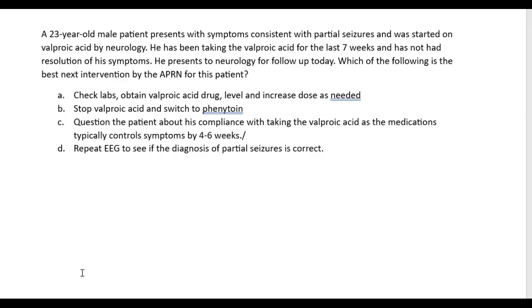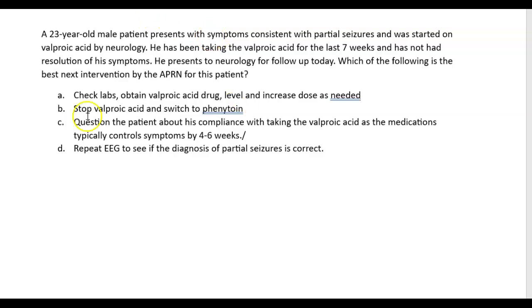Okay, per your reading, you would know the answer is A, that you should check labs to make sure their creatinine, their liver, all of those functions are normal, and check the drug level. And then you would increase doses as needed, because it talks about this in your book, that sometimes you need multiple levels or drug increases to happen before you would switch drugs. So stopping the valproic acid automatically and switching to phenytoin would not be the right thing without knowing this information. Question the patient about his compliance.